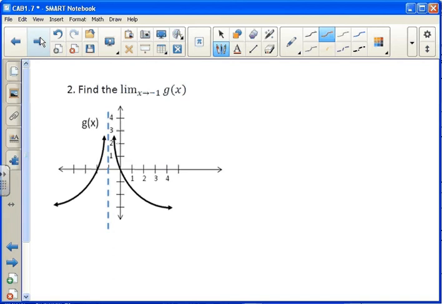Now on this one, number 2, it says find the limit as x approaches negative 1. It does not specify a side. That means it's a regular, or you can call it a two-sided limit. So we have to take both into consideration. Well, as I come from this way, it's heading up to infinity, and as I come from this way, it's heading up to infinity. But I'm not allowed to have infinity as my answer for a regular limit. That's one of the reasons regular limits don't exist if it heads toward infinity. So I have to answer does not exist.